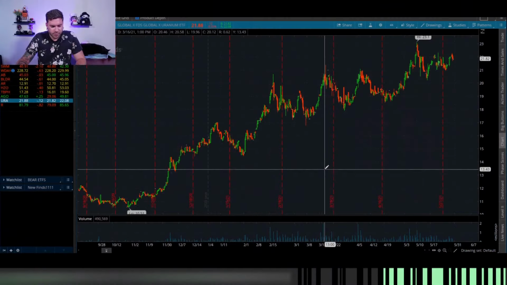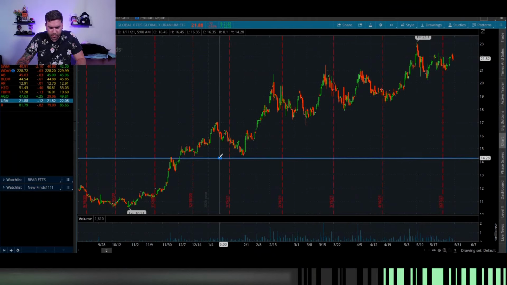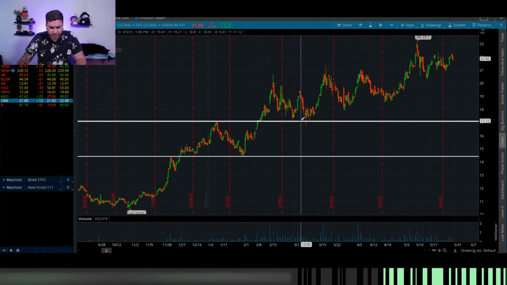And I'll show you. So this is URA, a great setup. Once again, let's do our supports and resistances. Let's do more than usual just because I want to look at the whole entire chart. That's a great support and resistance. This resistance became a support.